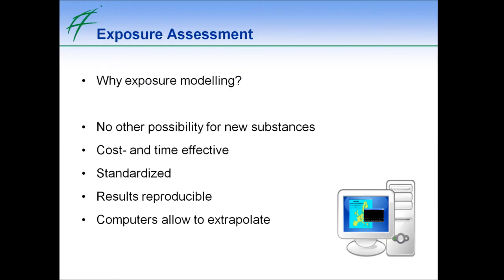We will now take a closer look at the pesticide exposure assessment, which is done using computer models to predict environmental pesticide concentrations. There are several reasons why the exposure assessment uses modeling instead of field monitoring data. First and most important, there is no other possibility for new substances which are not yet on the market. Nevertheless, even for substances in readmission, it is much more cost and time effective to use exposure modeling. In addition, computer models are standardized, which makes it possible for registration authorities to retrace and reproduce the results. Furthermore, computer models allow extrapolating to other use patterns or environmental conditions.